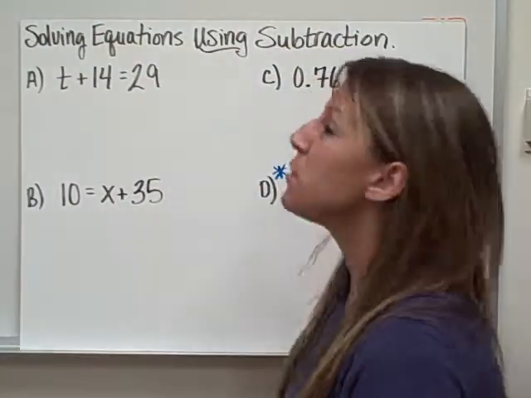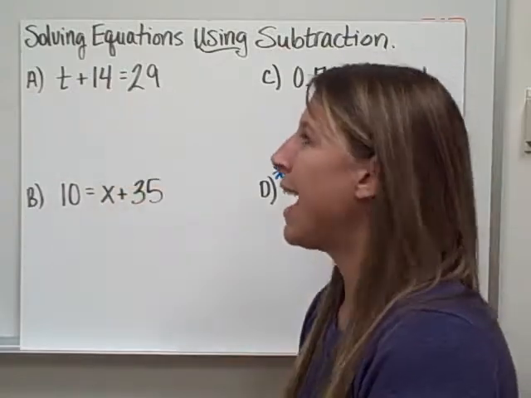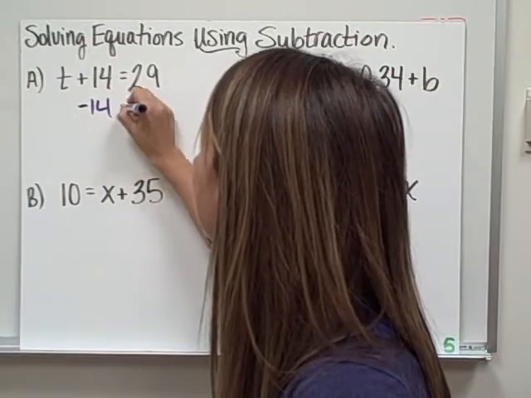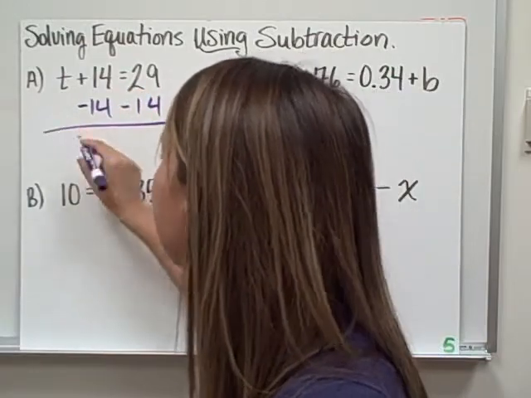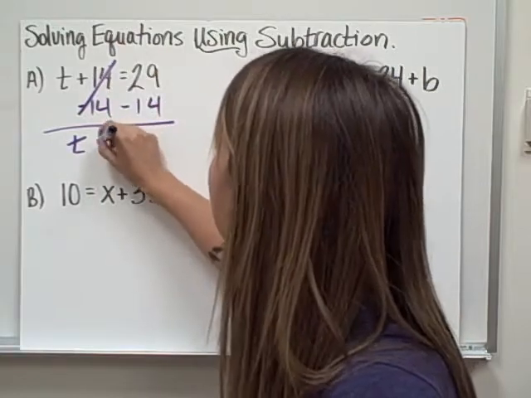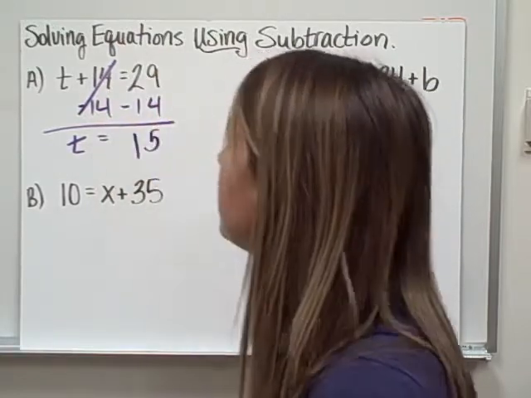So here are some examples using subtraction to solve. t plus 14 equals 29. The opposite of addition is subtraction. Subtract 14 from both sides. That gives me t. Remember, this equals 0. t equals, I can subtract, that's 15.